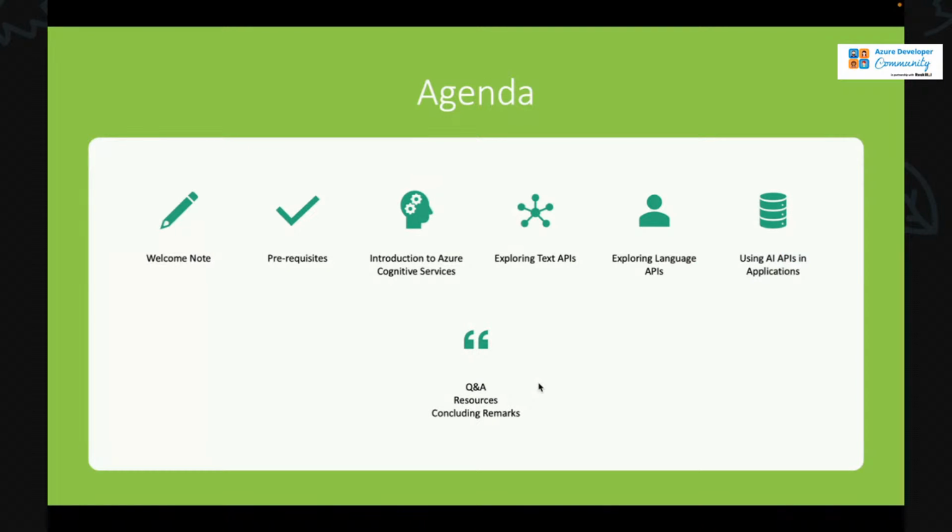And what will be the agenda? We'll have a quick welcome note and some prerequisites, and we'll start from the very basics of understanding what Azure Cognitive Services is in the first place. Then we'll start to explore some text-related and language-related APIs, and then we'll use those APIs in our application and see how it works. That will be the whole agenda of today's talk.